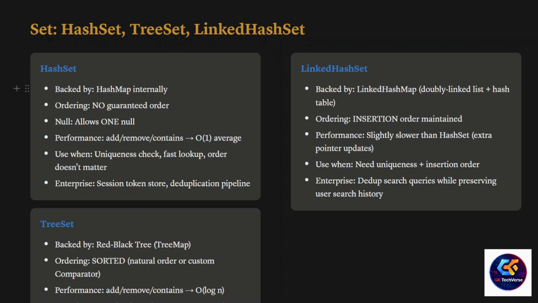HashSet, which uses a HashMap internally, has no guaranteed order, and it allows only one null element. Performance: add, remove, contains are O(1) on average. Time complexity is very fast. Use it for uniqueness checks and fast lookup where order doesn't matter. Use cases: storing session tokens or a deduplication pipeline.